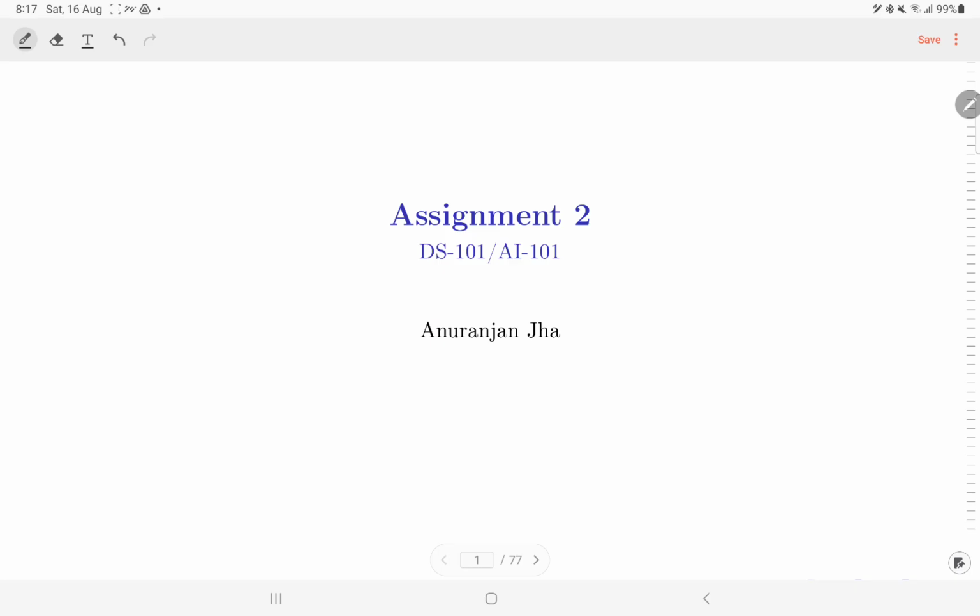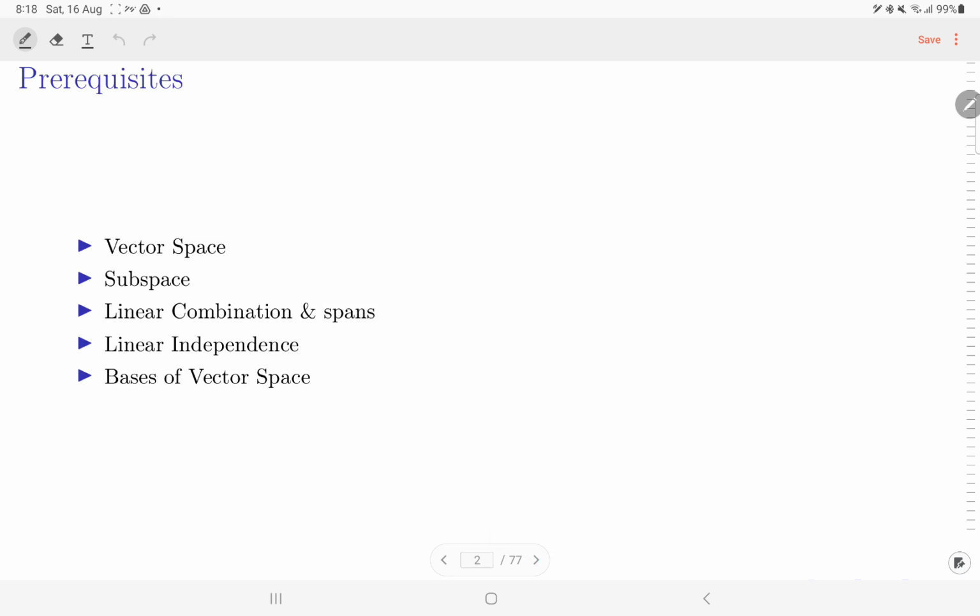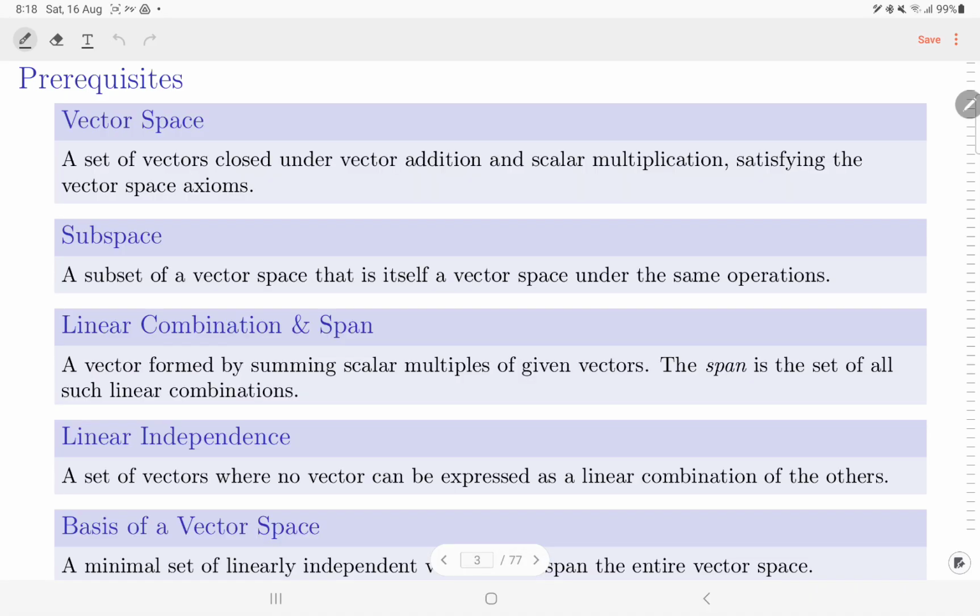Before I start discussing your actual question of assignment 2, let's revisit some of your basic concepts, and these are some prerequisites you need to know. What is vector space, I hope you know already. Subspace, linear combination and spans, linear independence, and basis of vector space. I will just quickly go over all this and then start with your actual problem.